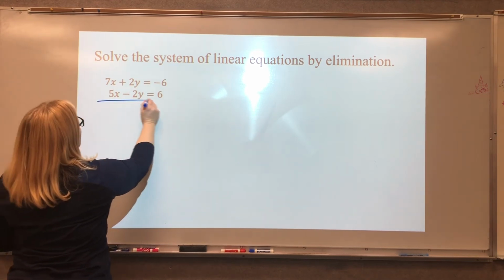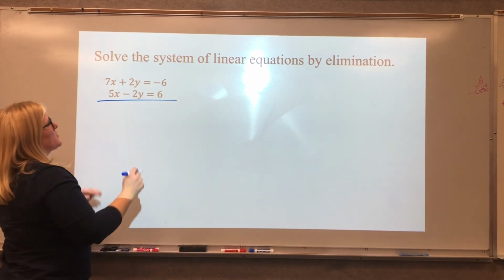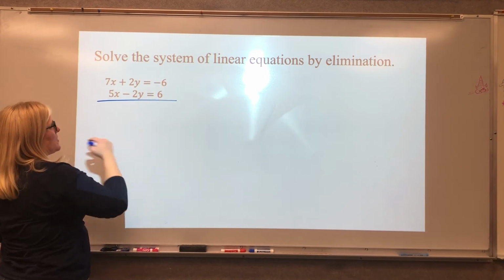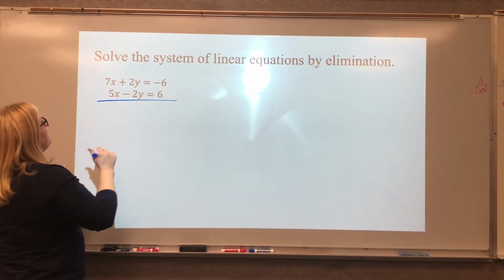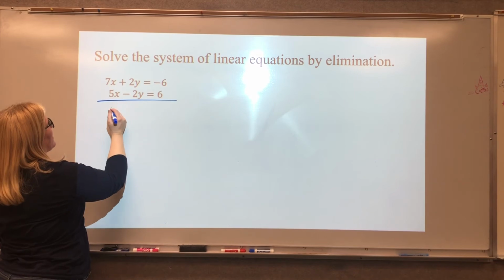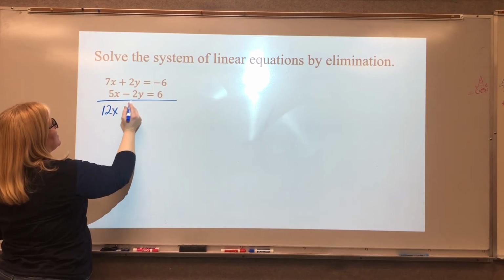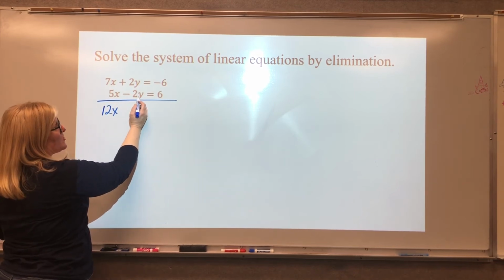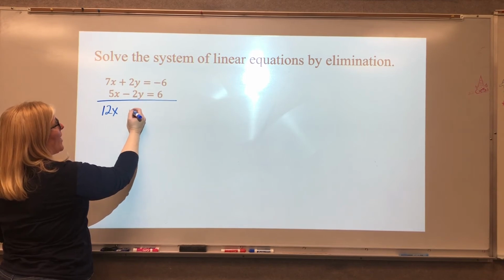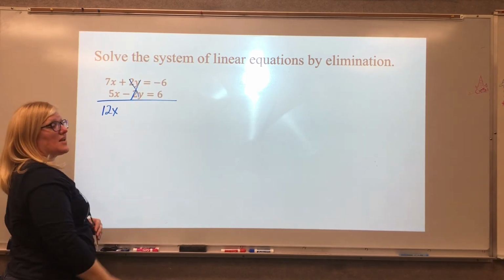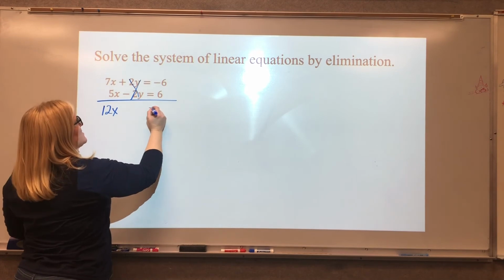All right, let's eliminate this one. I don't know why they have 2 in a row that equals 0. I think that's annoying, but whatever. 7 plus 5 is 12x. 2y minus 2y, or 2y plus negative 2y is 0. That's my one that gets eliminated. And then this equals 0.